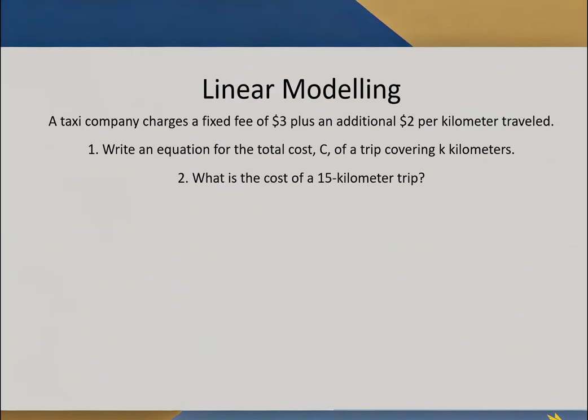The next question. A taxi company charges a fixed fee of $3 plus an additional $2 per kilometre traveled. Write an equation for the total cost of the trip. So again, if I draw a basic graph, there's a fixed cost on where we start, which is $3. And for each K, it's going to be going up in cost. So my X is time, or Ks, and Y is cost.